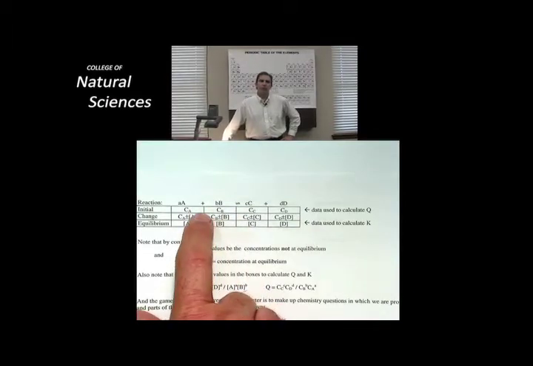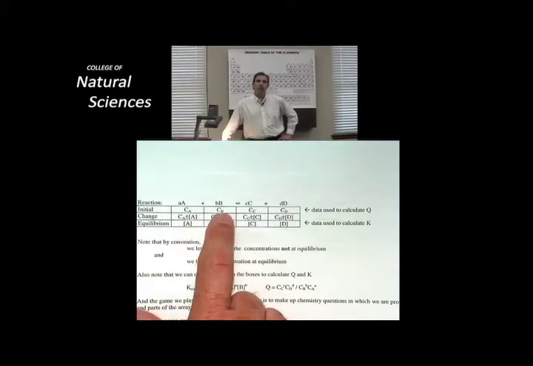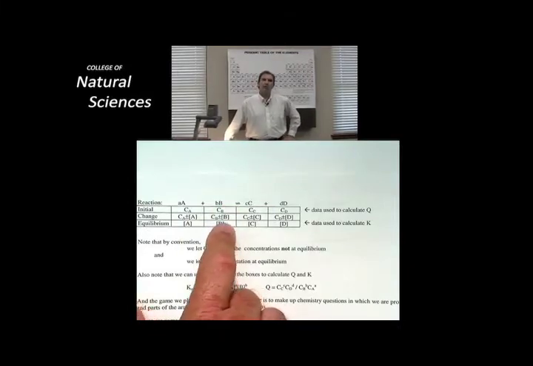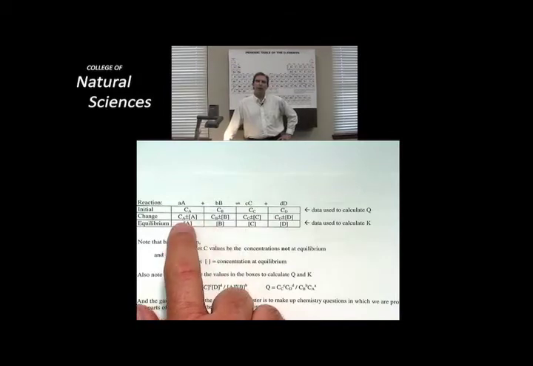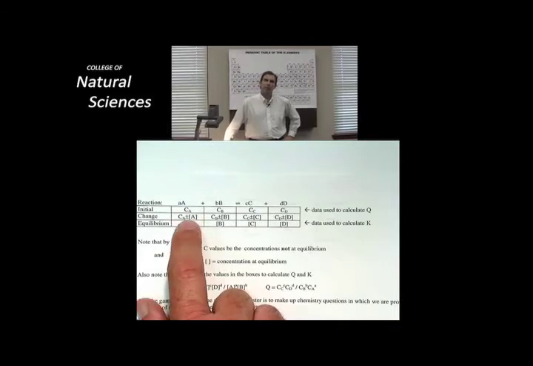If you started with 2 molar and ended up with 1 molar, then the change is 1 molar. If you started with 7 molar and ended up with a half molar, then the change is 6.5 molar. But notice that because the reaction can go to the left and to the right, I never know what my change is going to be. So I have to put that plus or minus there.